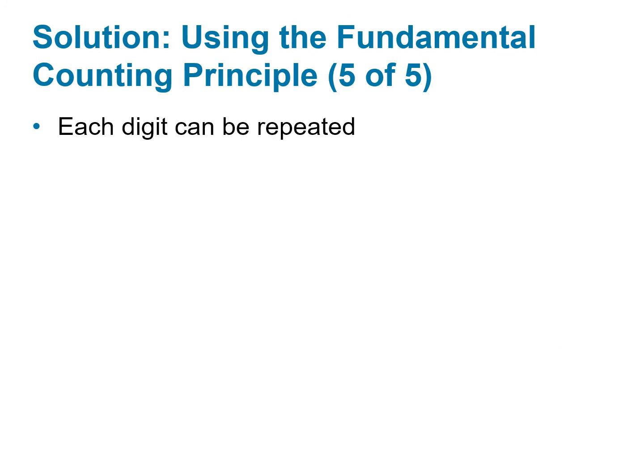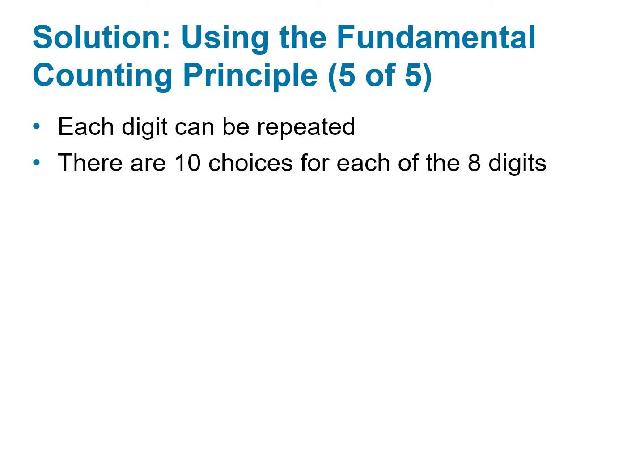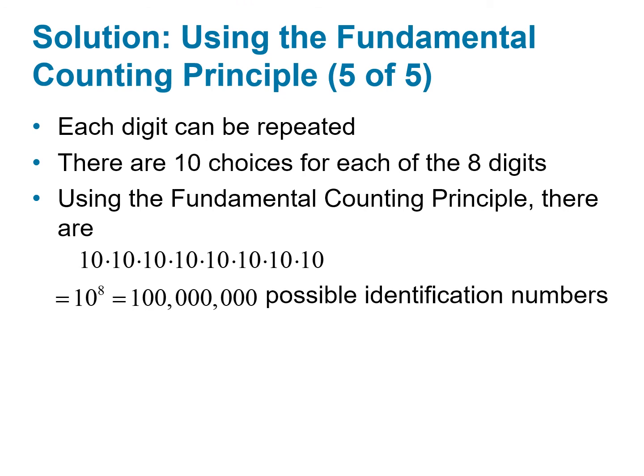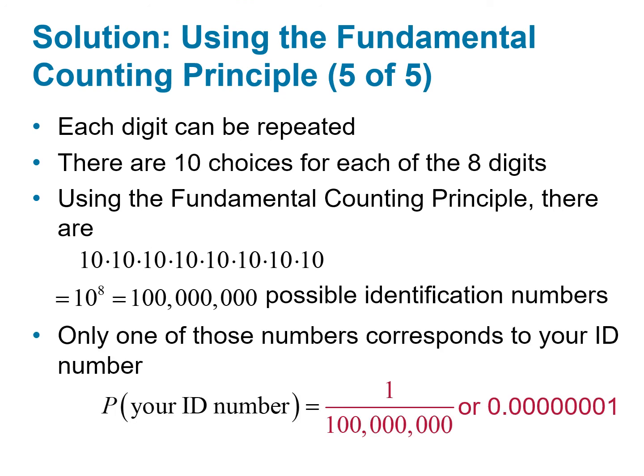Well, first off, each digit can be repeated. So that means there are 10 choices for each of the 8 digits. If we use the fundamental counting principle, then we do 10 times 10 times 10. We do that 8 times, or 10 to the 8th, which gives us 100 million possible identification numbers. Now, we're looking for your specific identification number, so that would be just one of those 100 million. So the probability of getting your ID number randomly would be 1 out of 100 million, or in decimal form there, 0.00000001.